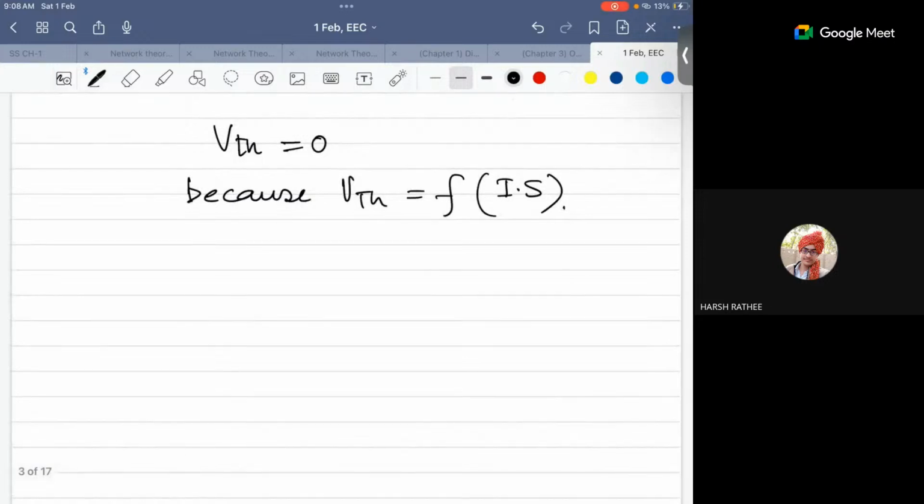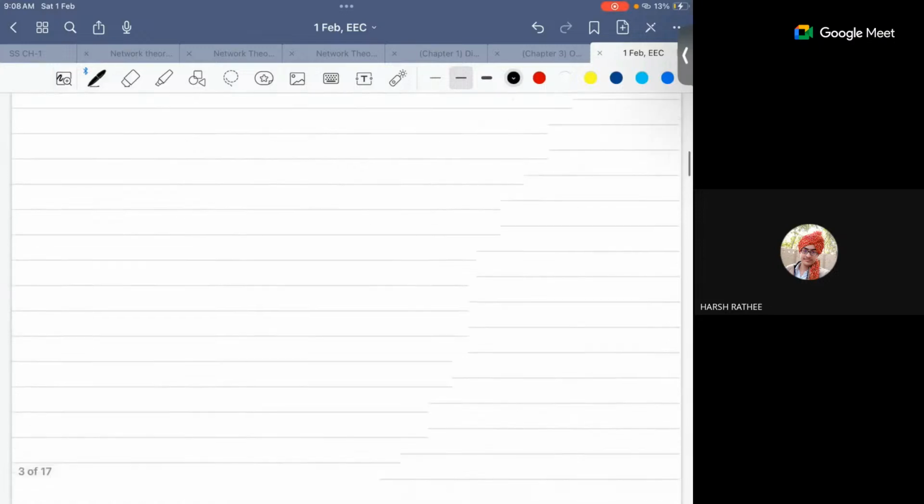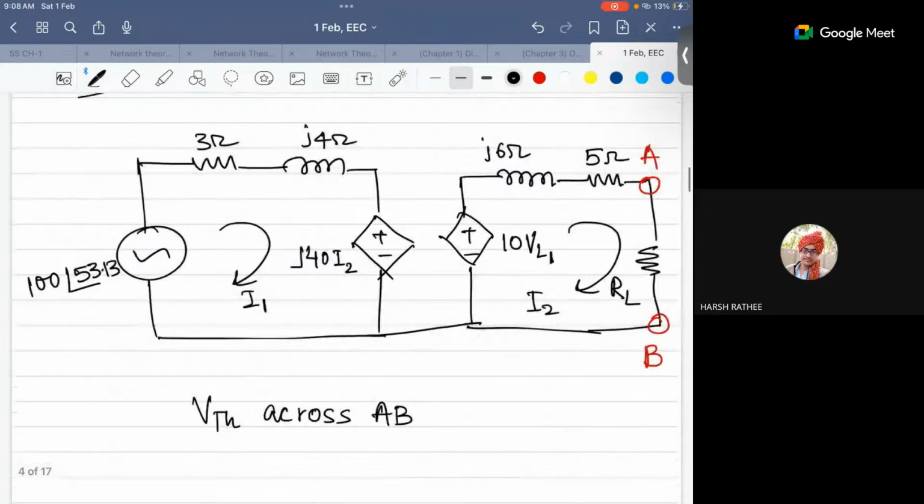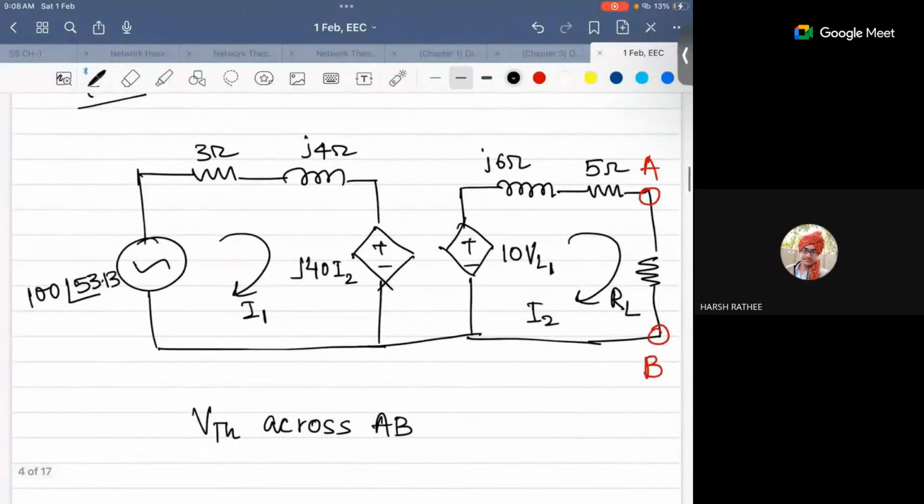So as of now, this must be clear to you. We have done some of the cases where we were not dealing with any phases and all.